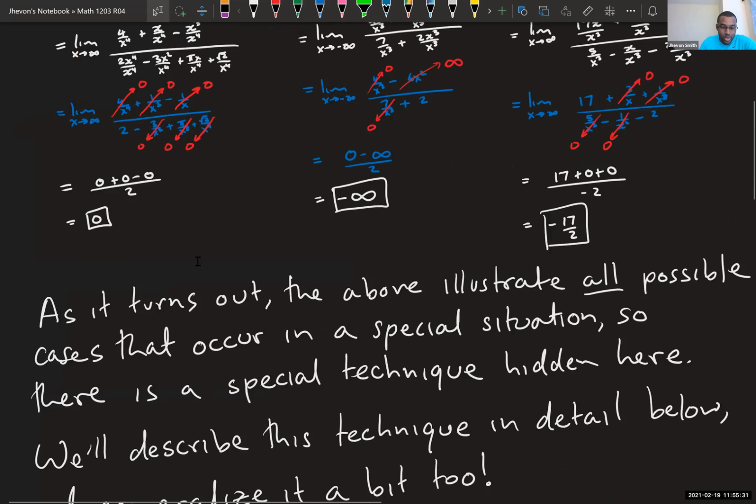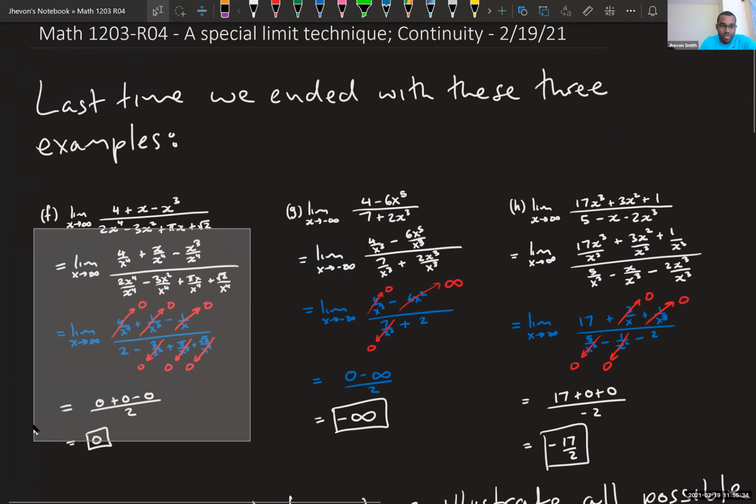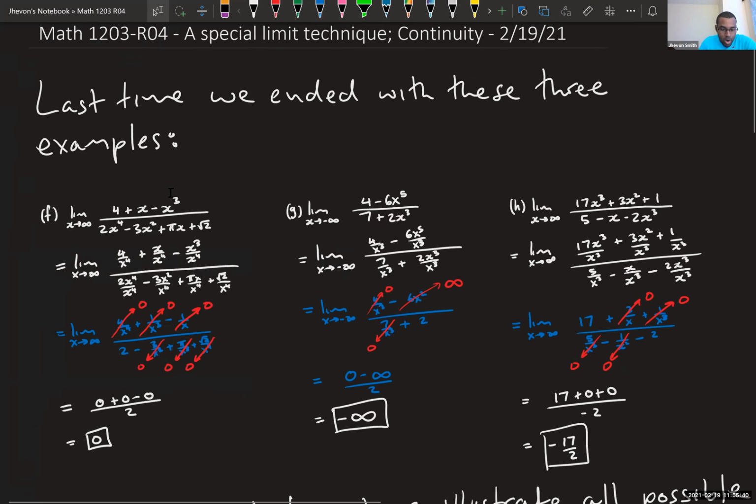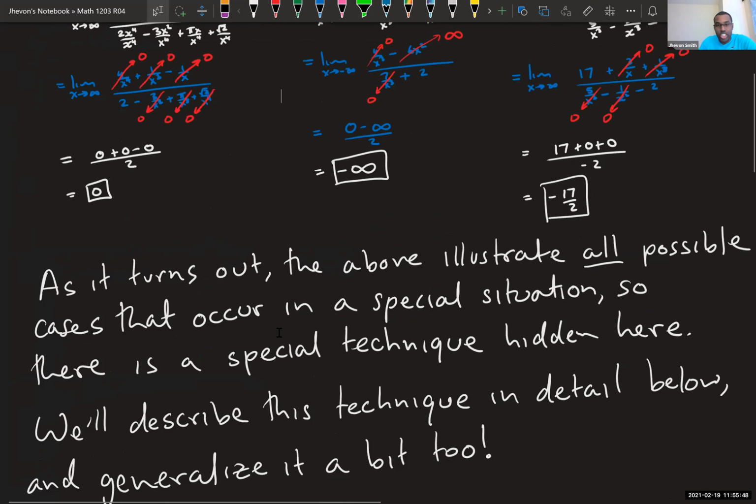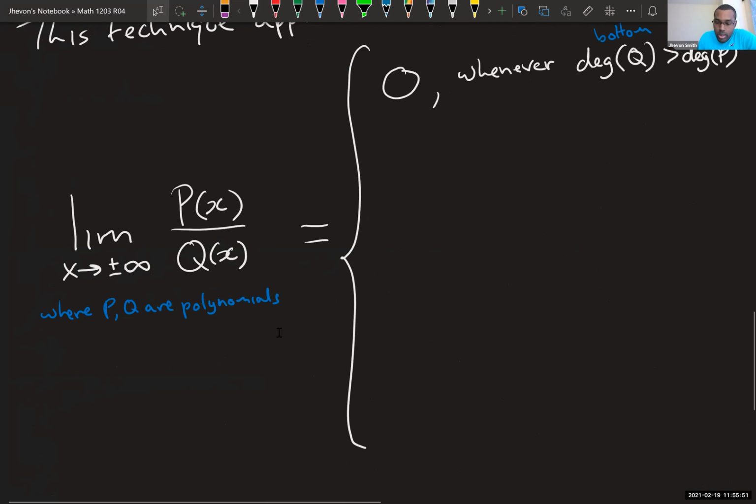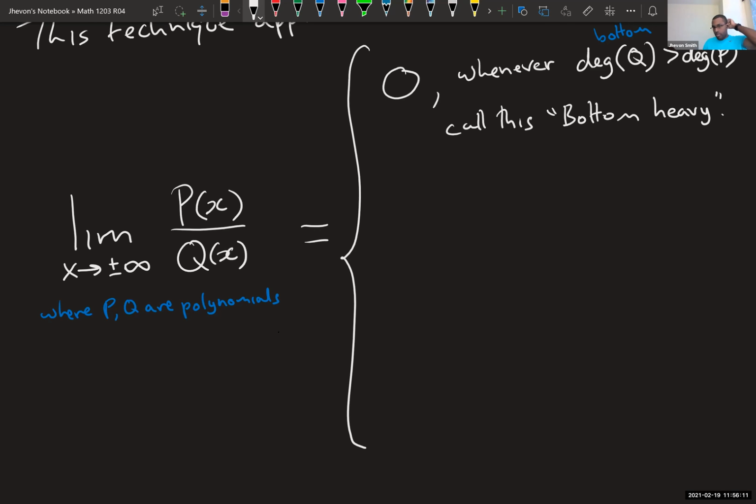Now, the reason why this is what I'm showing you, right? If you divide by the highest power in the denominator, top and bottom, it turns out that because this is the higher power, all the powers in the top will be x to some negative power. And so that's going to go off to 0. That's always going to happen. You don't have to do it and check it every time. So at this point, we call this bottom heavy. Right? The bottom is bigger than the top. It outclasses the top. Right?